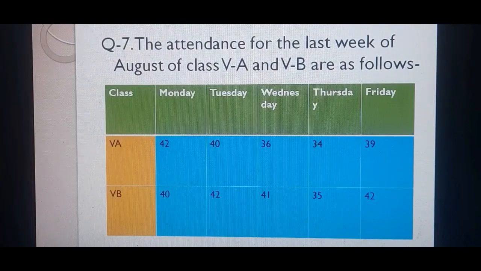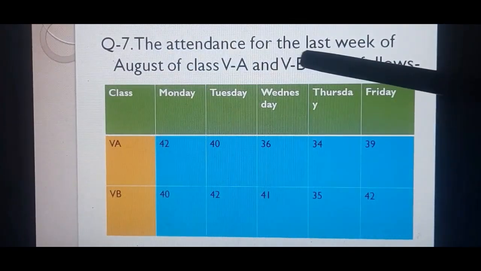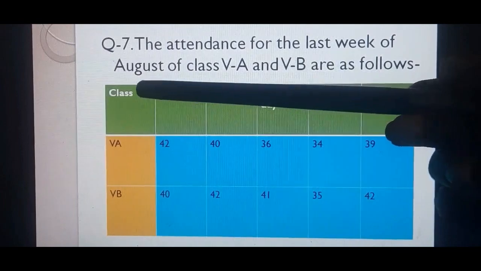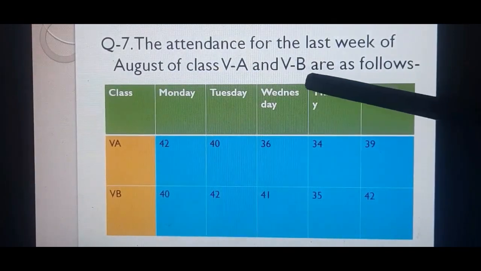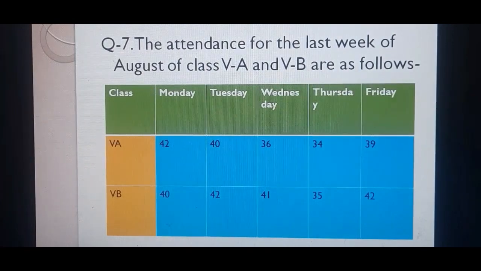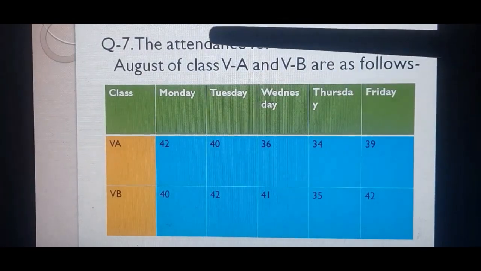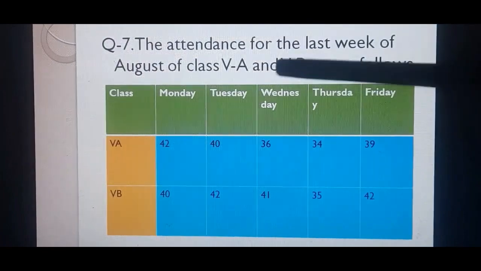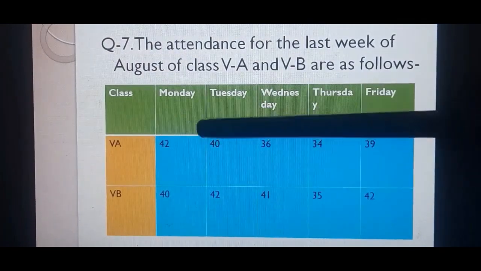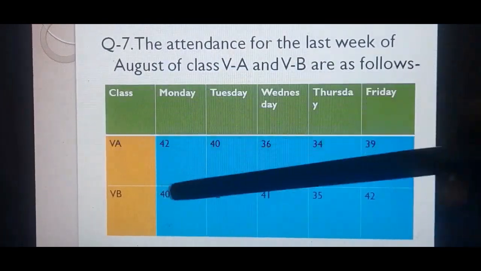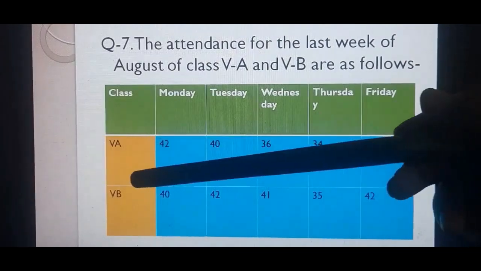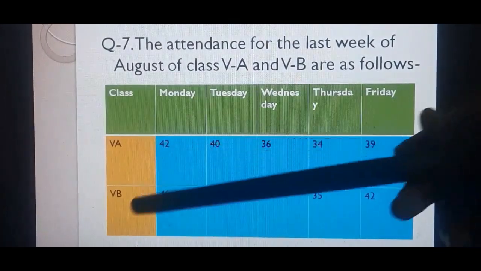Questions number 7 and 8 of exercise 2C were given. So what is question 7? The attendance for the last week of August of class 5th A and 5th B are as follows. Two classes are there, 5th A and 5th B. Attendance is given for the last week of August, for 5th A and 5th B.